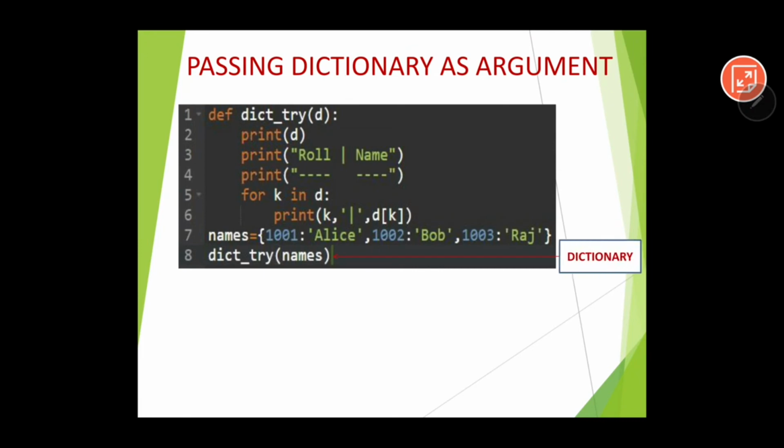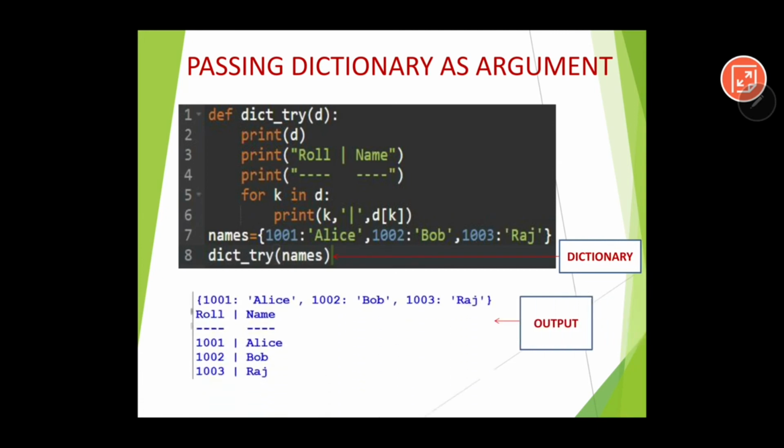So here in the 8th line, this is the function call where we have passed the dictionary names, and therefore we have got this as the output. Okay, I hope passing of strings, lists, tuples and dictionaries through functions is clear. I'll see you again in the next session.